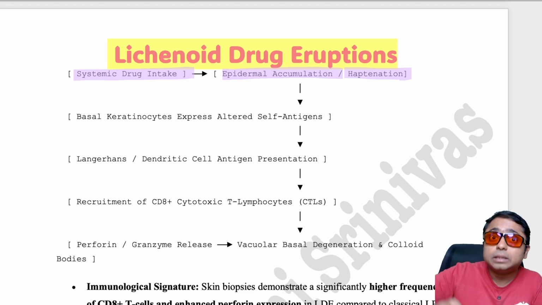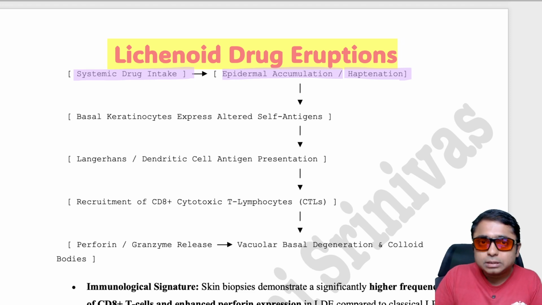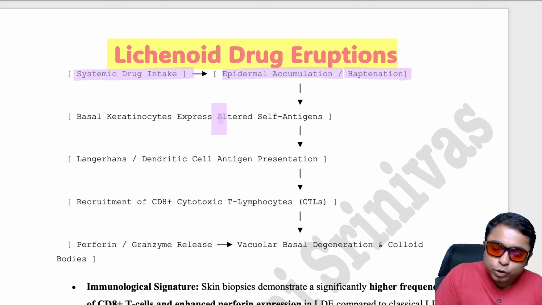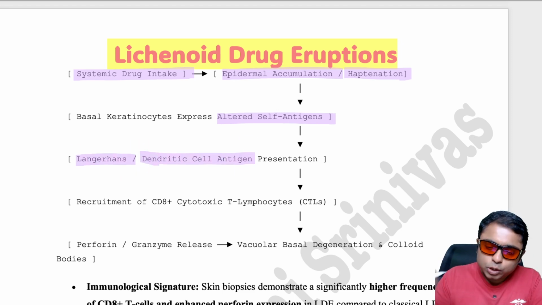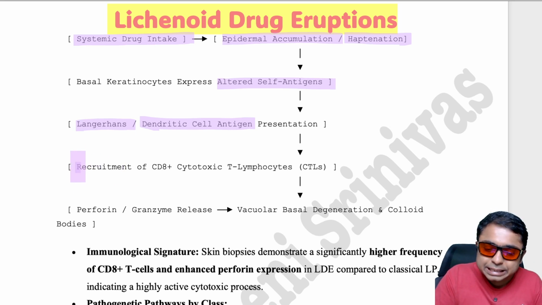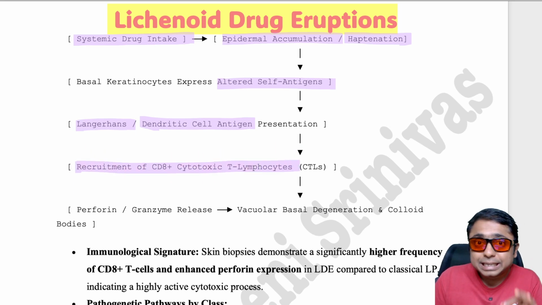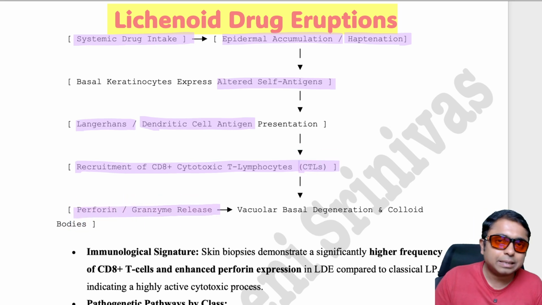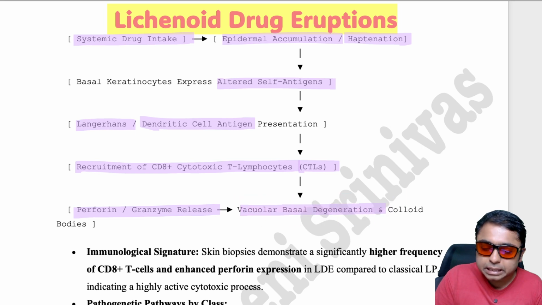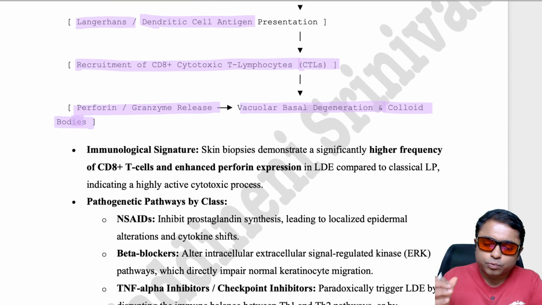If it combines with other proteins covalently, if it bonds, then it is going to form a complete antigen, and it is going to bind to the keratinocytes in the stratum basale layer, after which they are going to become altered self antigens, and they are going to activate the antigen presenting cells, which are the Langerhans cells and the dendritic cells. Then what happens? There is going to be a recruitment of the CD8 positive cytotoxic T lymphocytes, CTLs, which are going to ultimately cause the release of perforin and granzyme, which is ultimately going to cause vacuolar basal cell degeneration, and also colloid body, civatte body, cytoid body production. So this is what is happening basically.